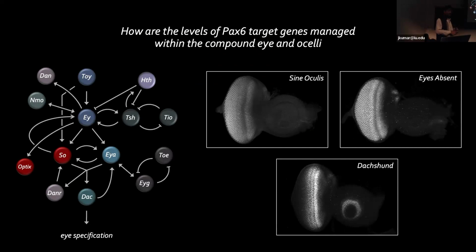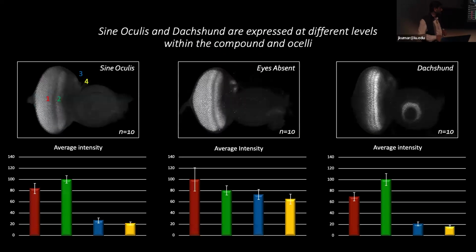So what we did is you can see their expression patterns. They're in the compound eyes in various patterns, and then you can see they're in the ocelli to varying degrees. What we can do is take signal intensity from these expression patterns within the disc itself. We measure 4 different locations: differentiating photoreceptors, undifferentiated cells in the compound eye, and then the 2 ocelli. We measure their signal intensity over multiple discs, and then we average the results.